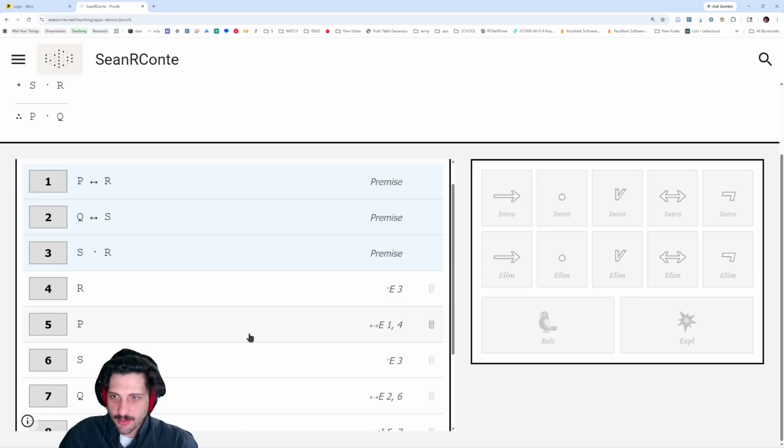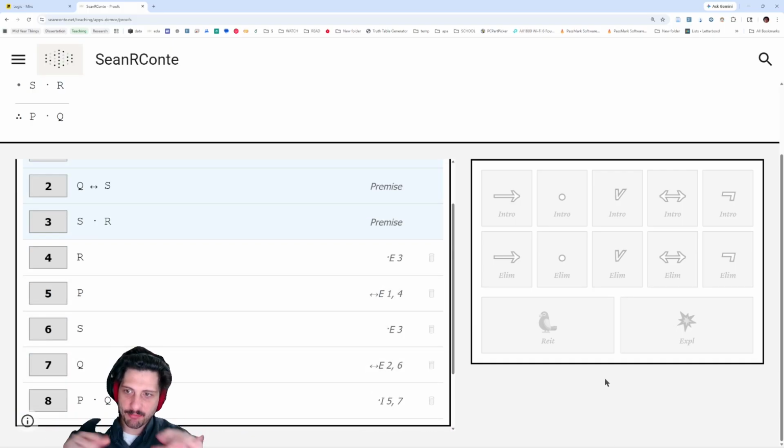So that's how this works, right? We're just, again, trying to fit the pattern of these rules. What materials do we already have? What rules can we use to give us new materials that allow us to use yet more rules?